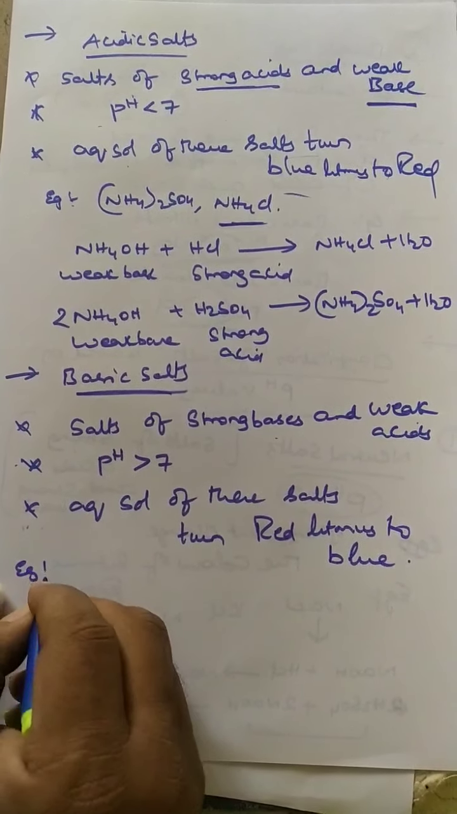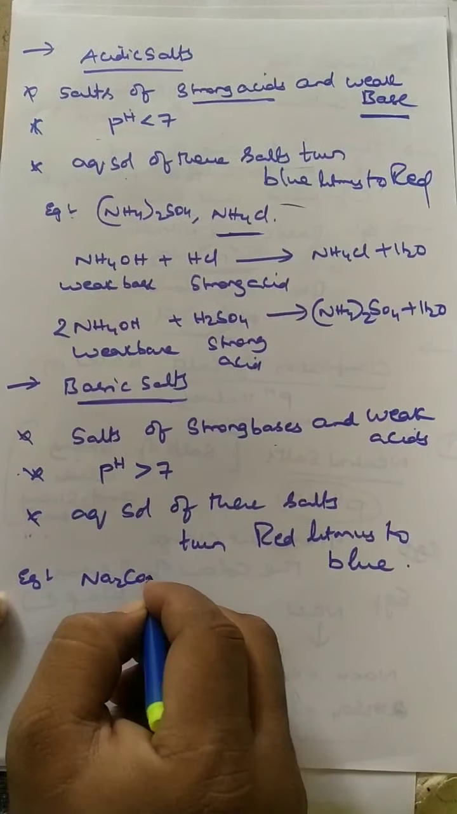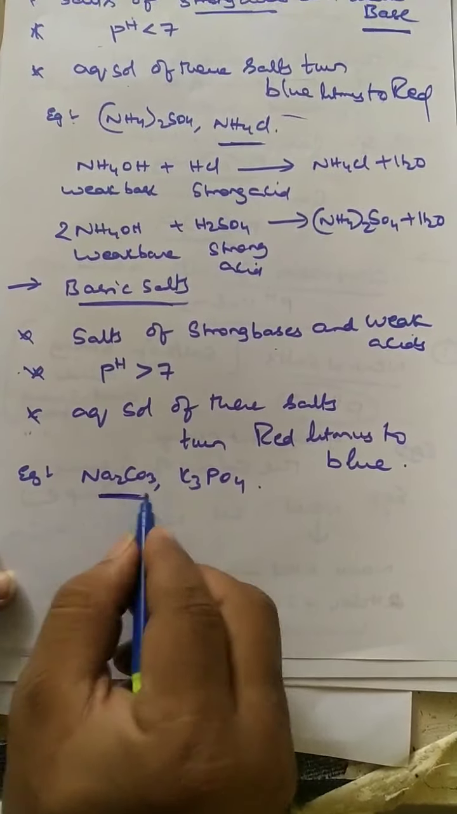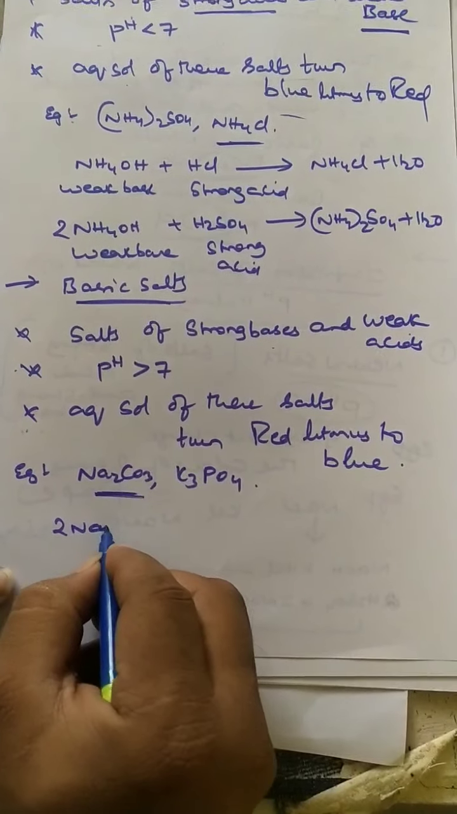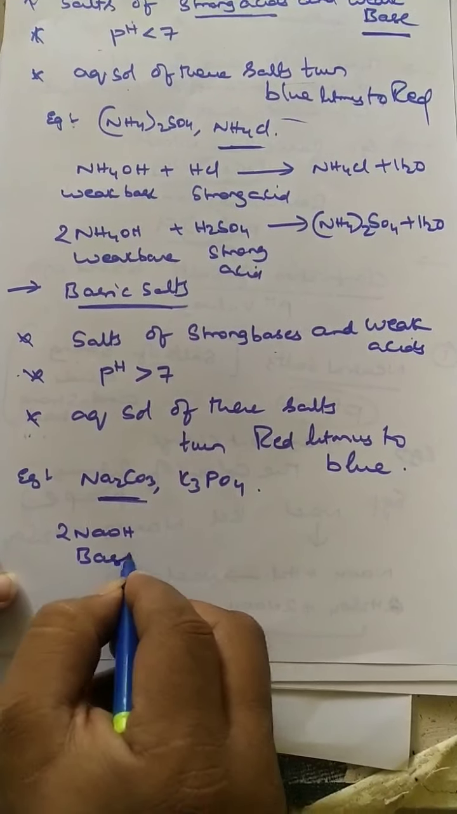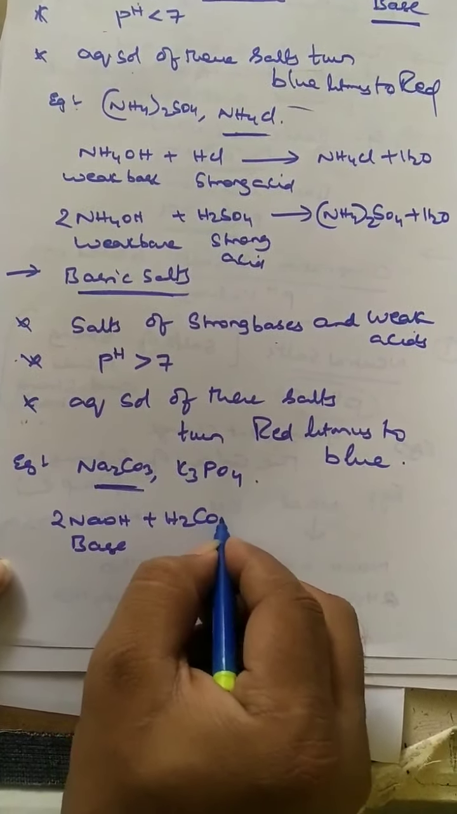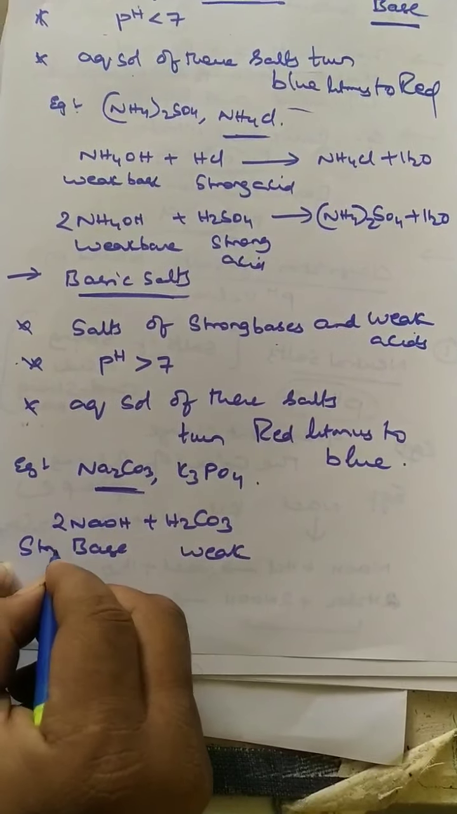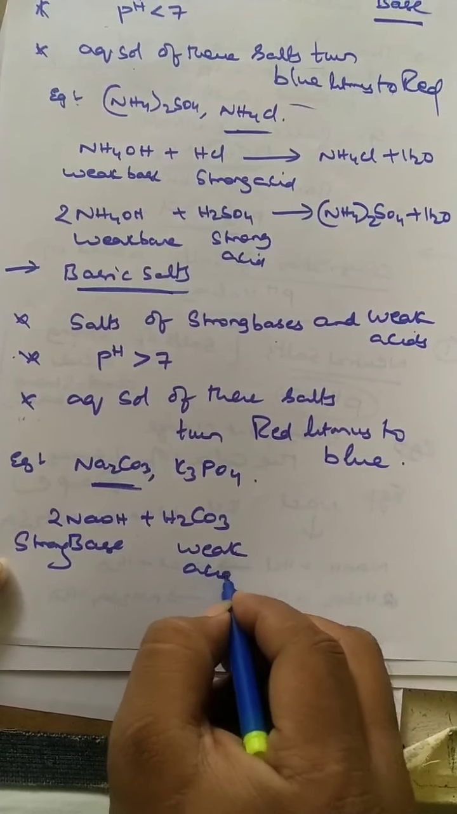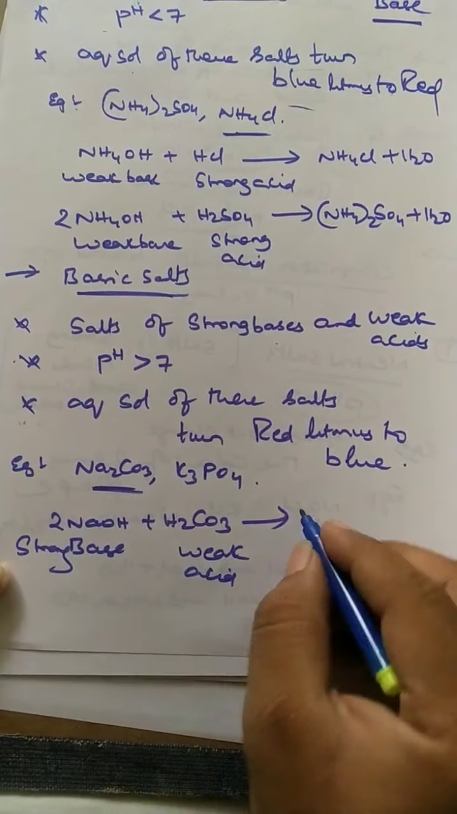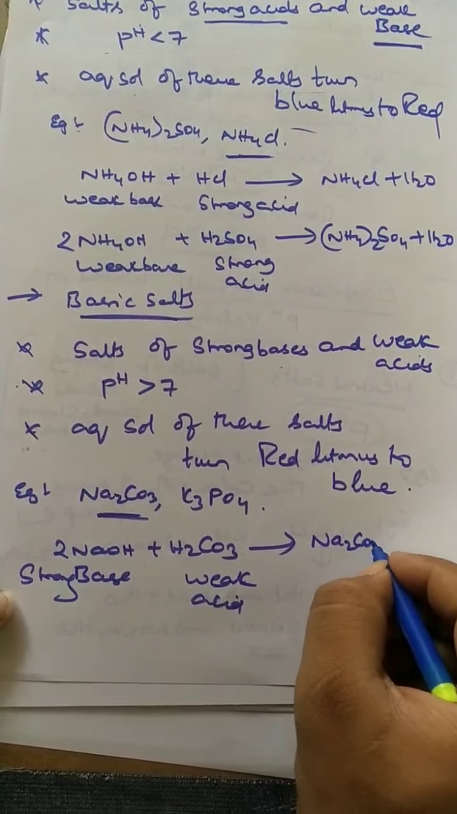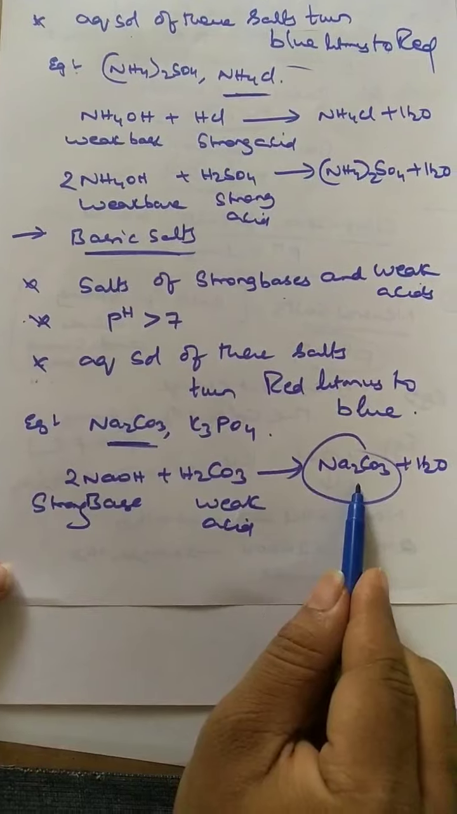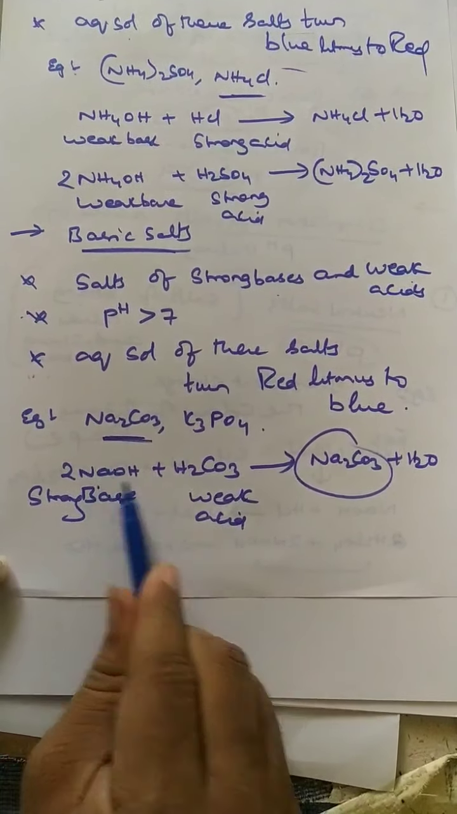Examples of these salts: Na2CO3, K3PO4. How is Na2CO3 formed? You take a strong base, NaOH, which reacts with a weak acid. What is this acid called? H2CO3, carbonic acid. NaOH is a strong base and H2CO3 is a weak acid. Whenever a strong base is treated with a weak acid, sodium carbonate plus water is formed. Sodium carbonate is formed by the combination of strong base and weak acid.